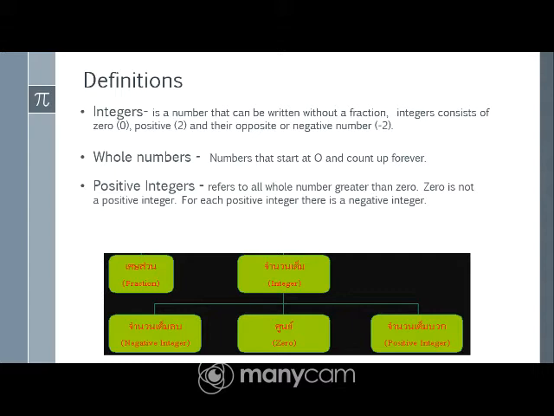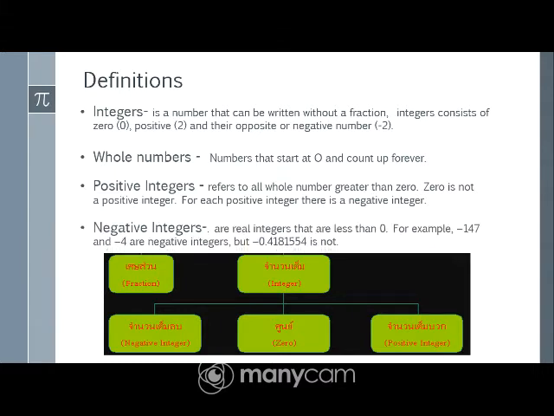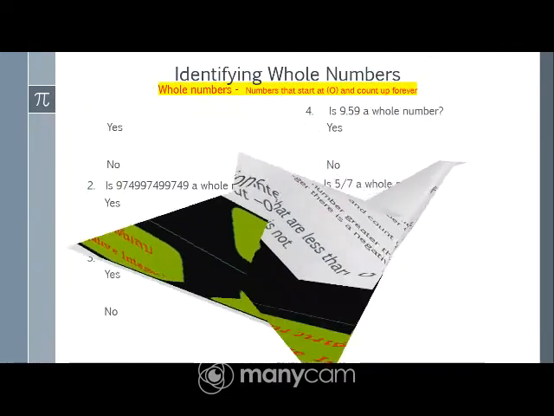Alright, and the last one for definitions is negative integers. What are negative integers? Negative integers are real integers that are less than 0. For example, -147 and -4 are negative integers, but -0.4181554 is not a negative integer. Alright, let's keep going, guys.